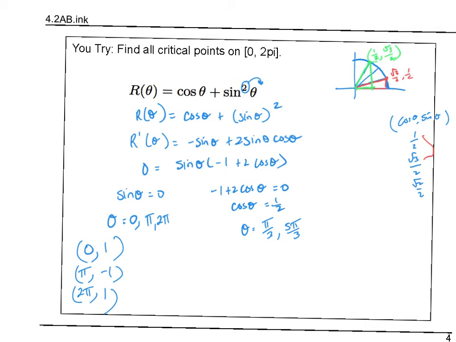Then if I take a look at pi over 3, right, cosine at pi over 3 is 1/2. Sine at pi over 3 is √3 over 2 squared. So that's, I'm sorry, not 9/4, 3/4 plus 1/2. So I'm going to get 5/4. And if I evaluate it at 5 pi over 3, I'm also going to get 5/4. Okay, so those are all the critical points on the graph.